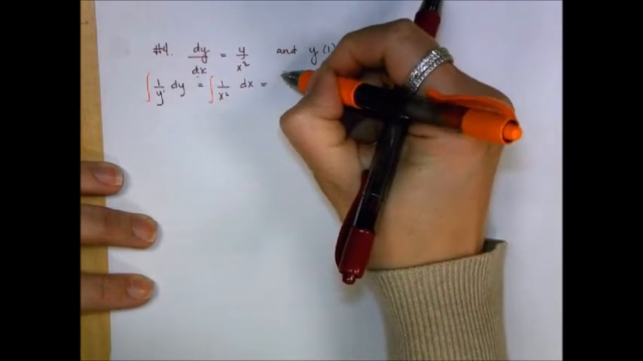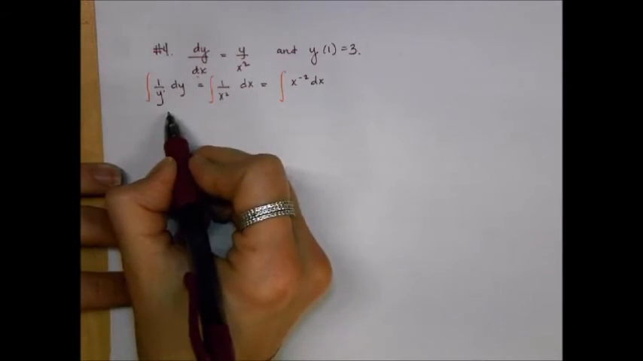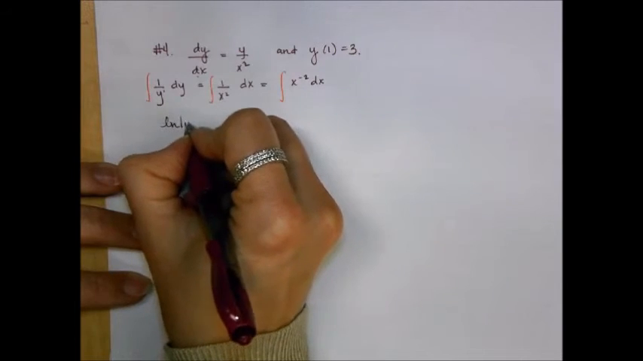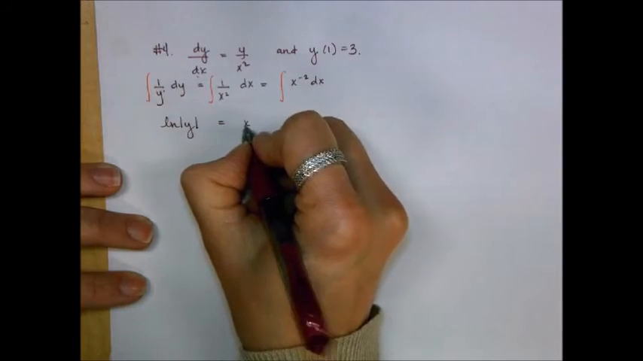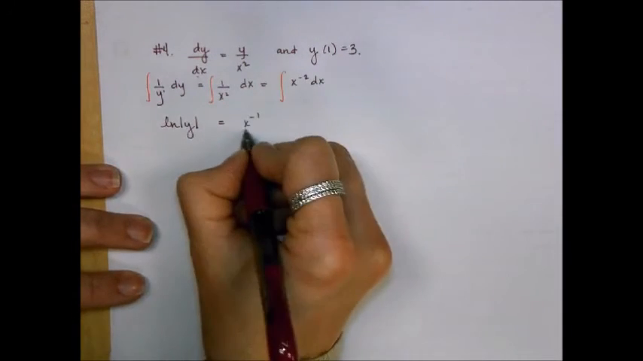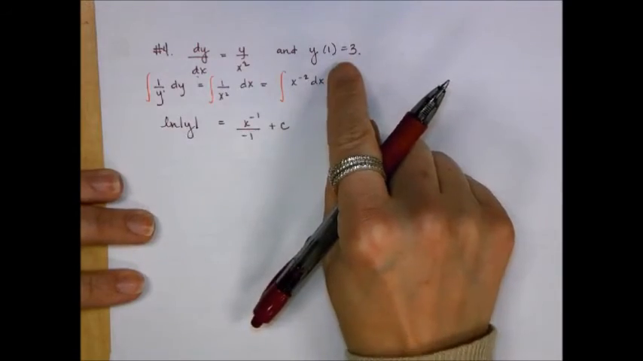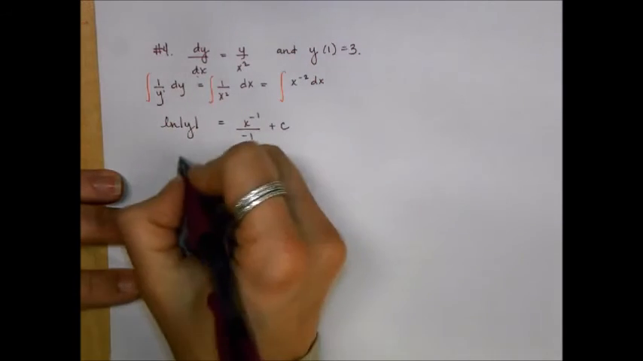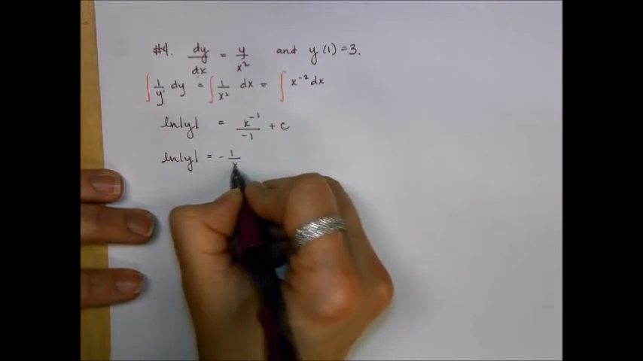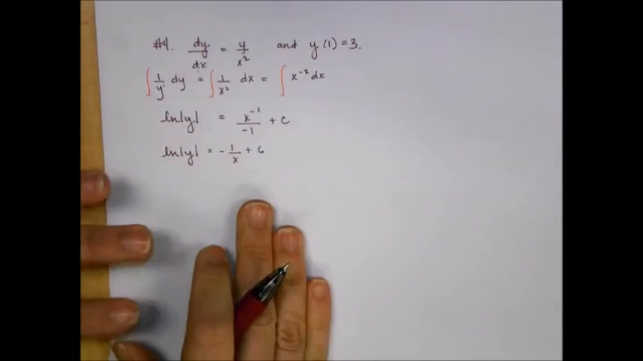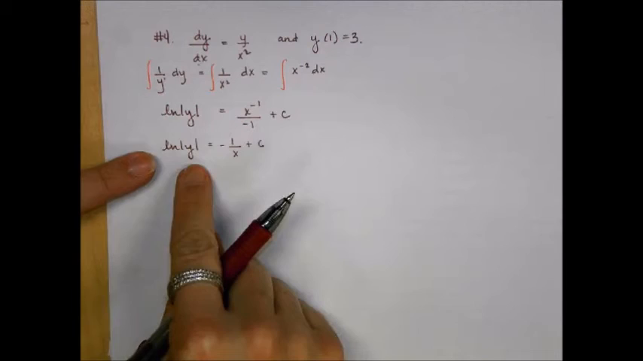So over here on the left, this is the natural log of the absolute value of y. Over here on the right, we'll take x, add 1 to the exponent, divide by our new power, and add c. So don't use this just yet. Let's clean this up a little bit first. This is -1 over x plus c. If you wanted to use the initial condition right now, you would plug in 3 for y, the natural log of 3. That's not a number you're going to know. So let's wait on that and try to get y by itself first.